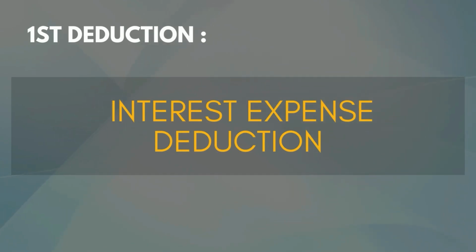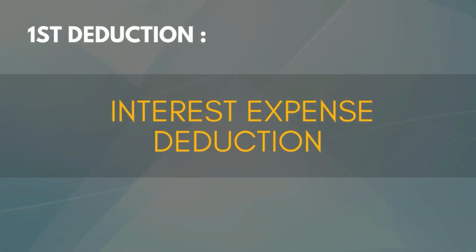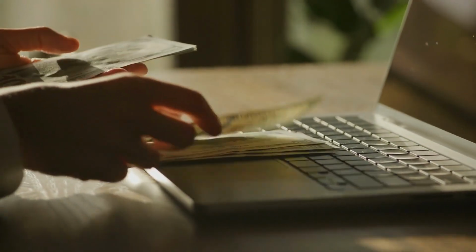The first deduction I like to talk about is interest expense deduction. So what is interest expense deduction? You're allowed to deduct the interest that you pay on the loan that you use to secure the property. So let's say that you paid $5,000 in interest expense for the year. You are allowed to take that $5,000 and deduct it from the rental income that was derived from that property.